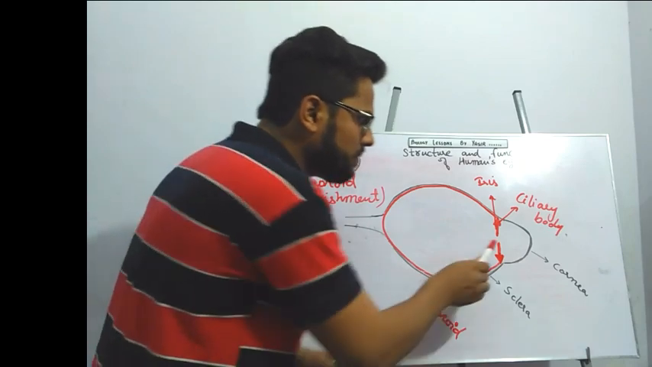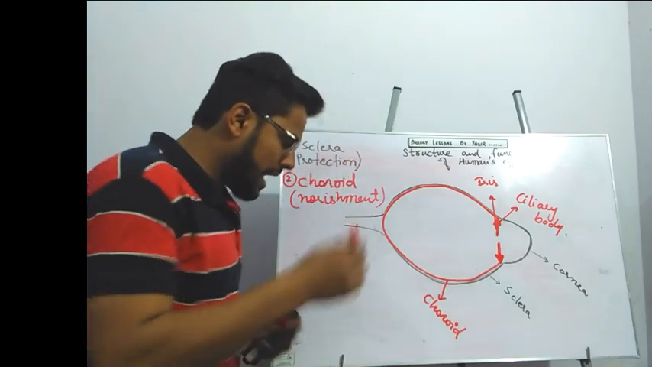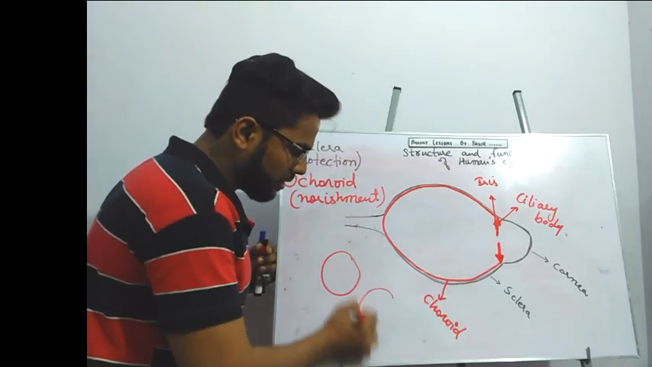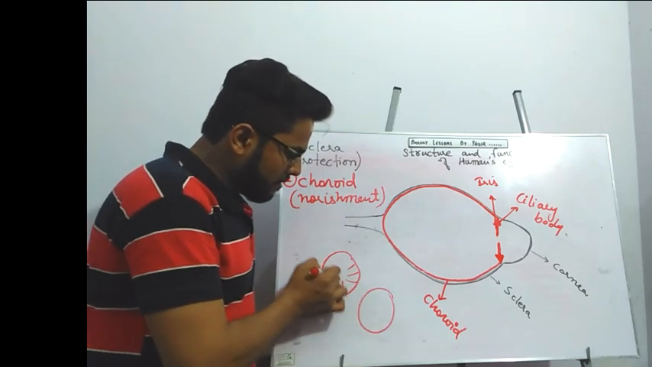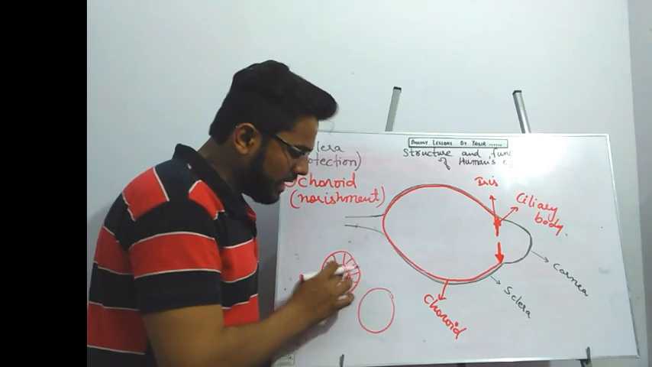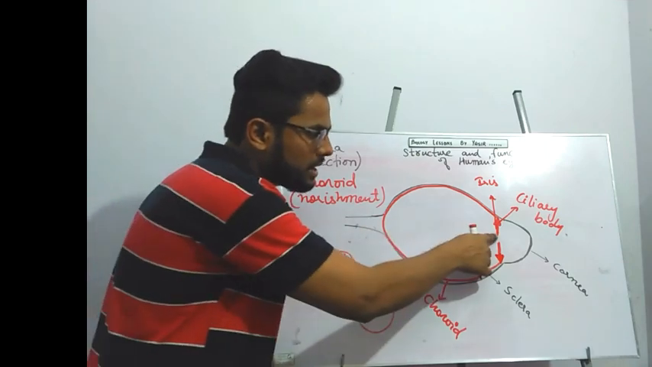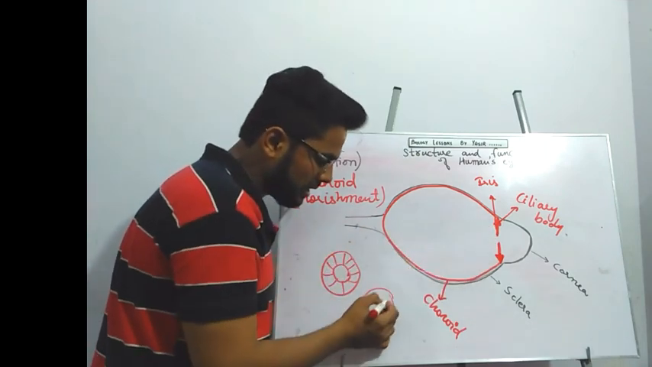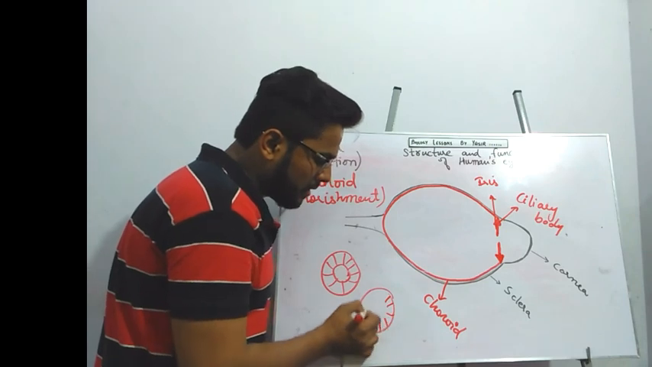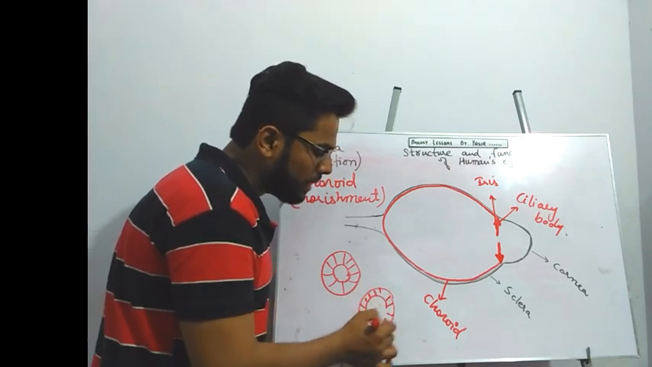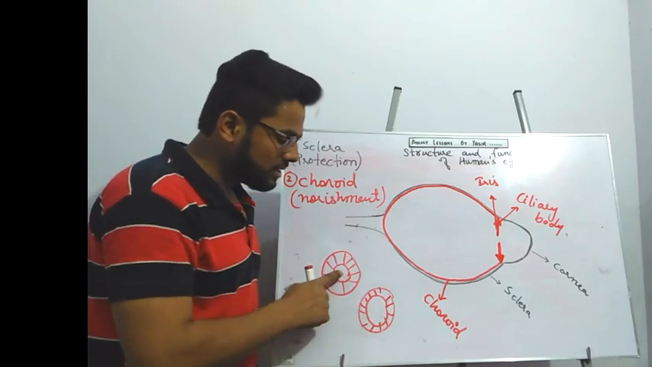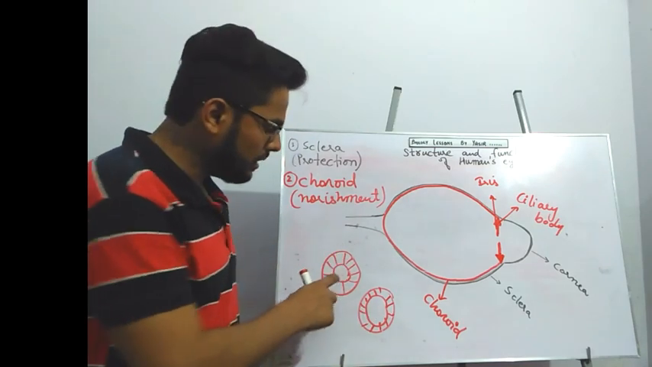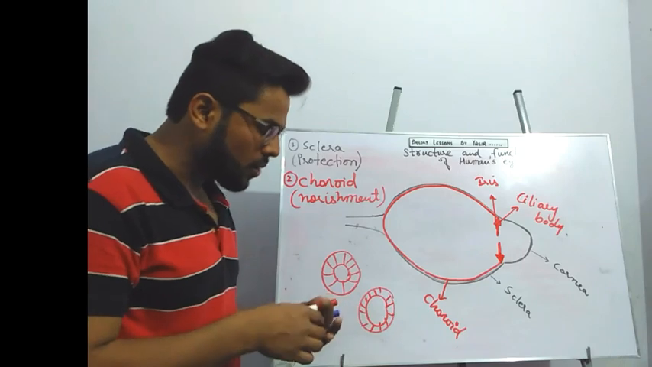Okay, and what is the function of this iris? For example, this is the eye. This is the iris. When the iris gets relaxed, this opening, this diaphragm, is called the pupil. The iris will make the pupil enlarge, and the iris will constrict the pupil, or make the pupil narrow.